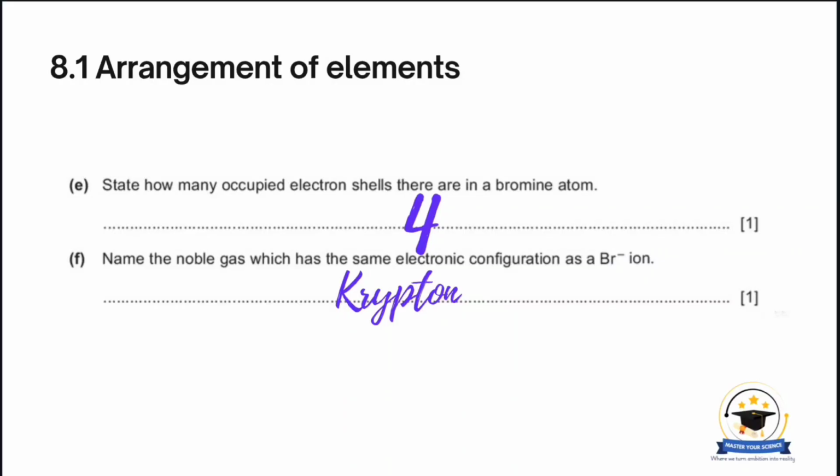which is in the same period as the bromide ion, because bromine will just gain an electron to fill its outermost shell, so it will have the same electronic configuration as the noble gas that is in the same period as it is.